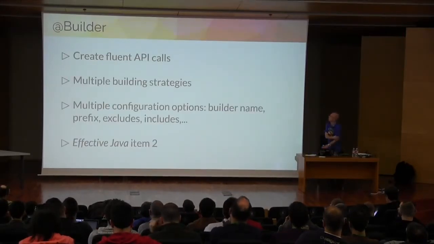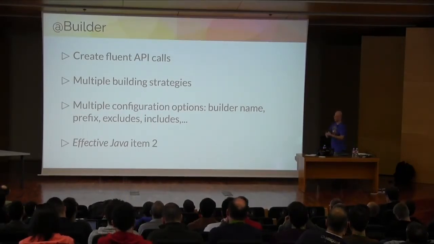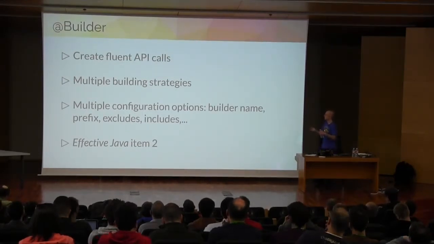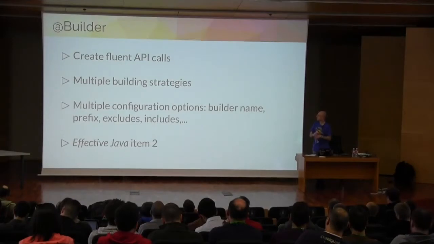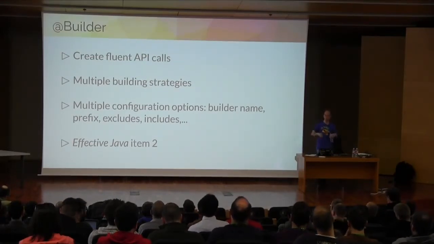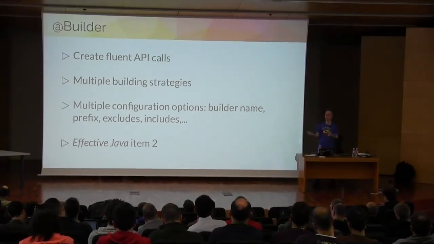Builder, another useful annotation. With this transformation, we can create instances that will be called using a Fluent API. This transformation supports multiple building strategies, and you can even customize or use your own implementation. You can set the builder name, exclude properties, include them. This is useful, for example, when you have a class with a lot of parameters, because it's not very clean code to have a class or a constructor that accepts 8 parameters.